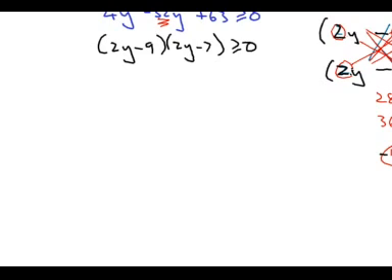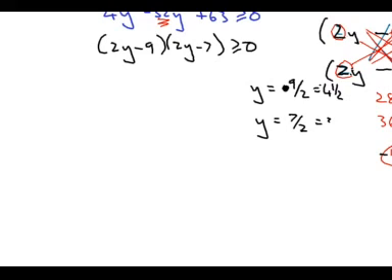Alright, happy with that? Yep. Okay, then we need to solve for y in each case. So for the first bracket y is equal to 9 over 2, and for the second one, y is equal to 7 over 2. So that's equal to 4.5, and that's equal to 3.5. Alright? Still with me on that part? Yeah.